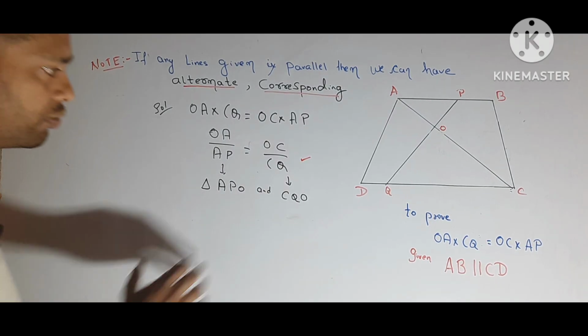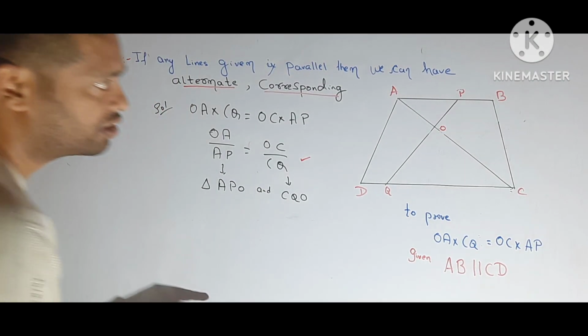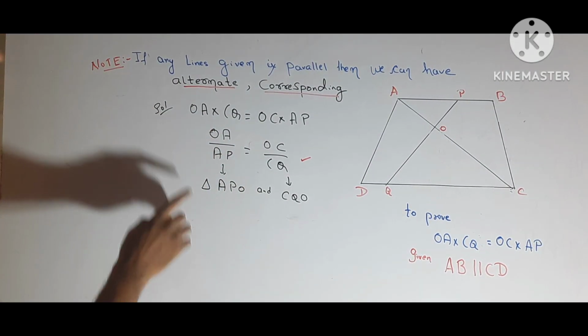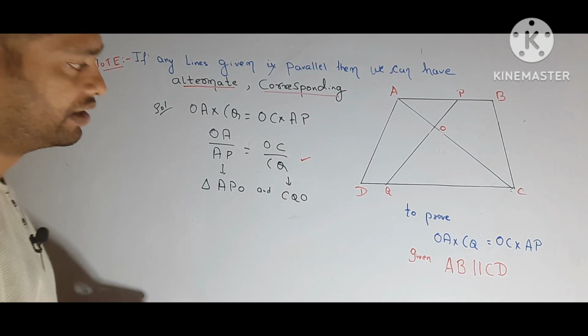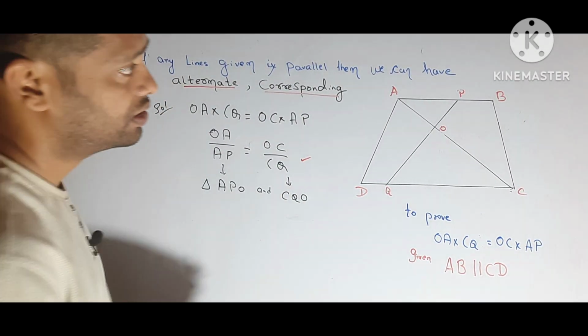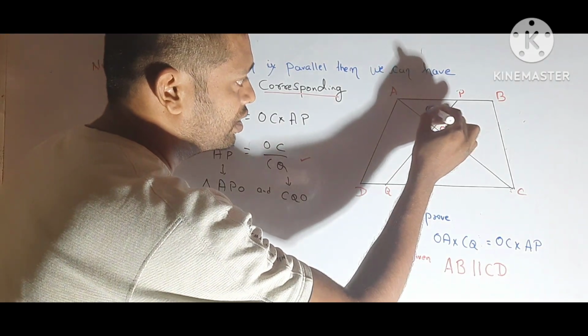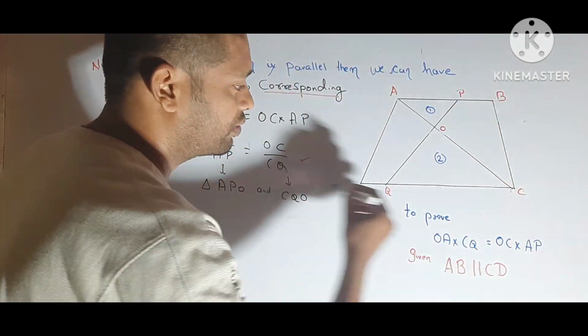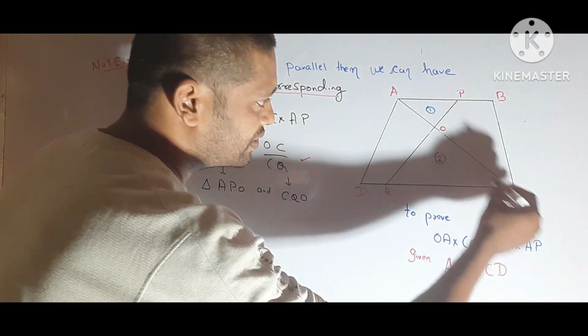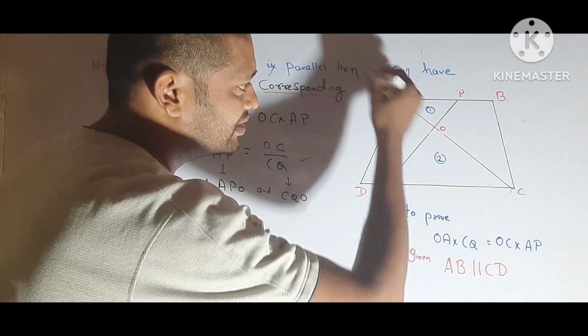Now come to the chapter. These are the two triangles. They told you parallel, so you can use alternate or corresponding angles. Let me see what the triangles are first. This is triangle 1, this is triangle 2. These two are alternate angles, with parallel lines, and this is the transversal. These two are parallel lines and this is the transversal.